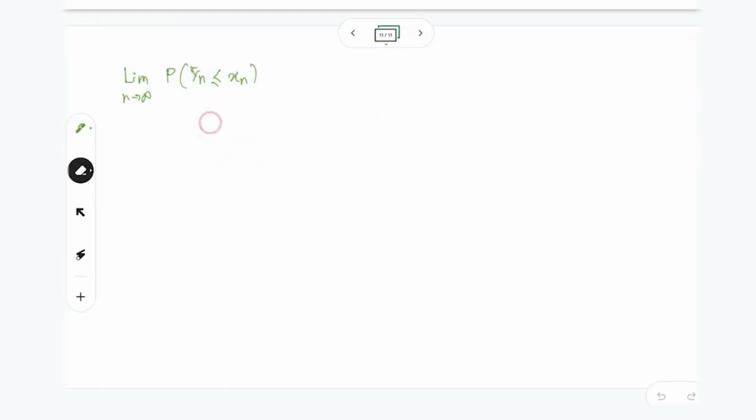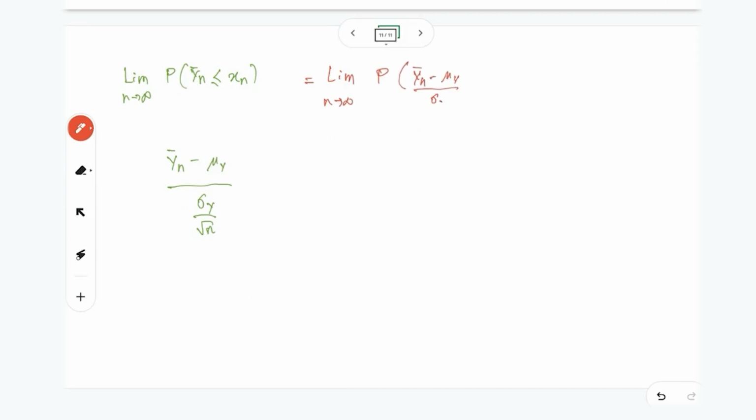The central limit theorem does not say this. The central limit theorem says yn bar minus mu of y, by sigma of y by root n. You have to include this here. We didn't include this here, that's why a weird result will come up if you don't do this. So you have to normalize it. So yn bar minus mu of y by sigma y by root n is less than or equal to xn, that is 1 plus 1 by root n minus mu of y by sigma y by root n. Now yi follows exponential 1. So mu of y will be what and sigma of y will be what?